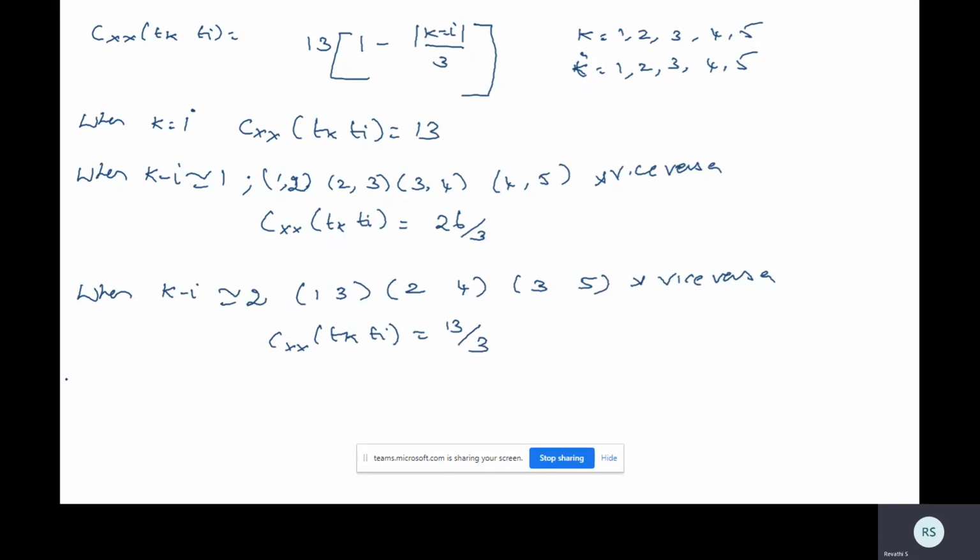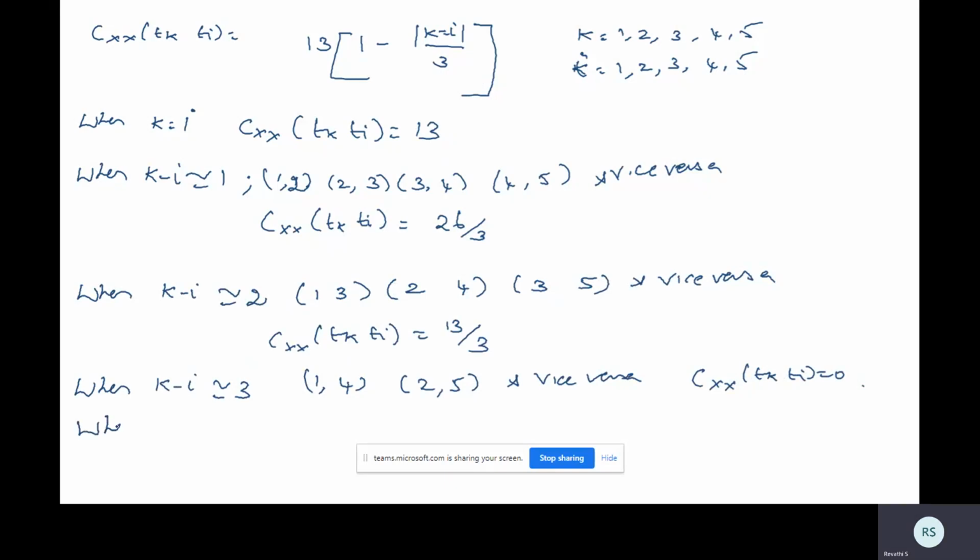Okay, 13 by 3. Now next, when K minus I difference is 3, what are the cases? 1 comma 4, 2 comma 5, and vice versa, 5 comma 2 and 4 comma 1. So K minus I difference is 3, 3 by 3 will get cancelled. So 1 minus 1 is 0. So Cxx of Tk comma Ti is 0.